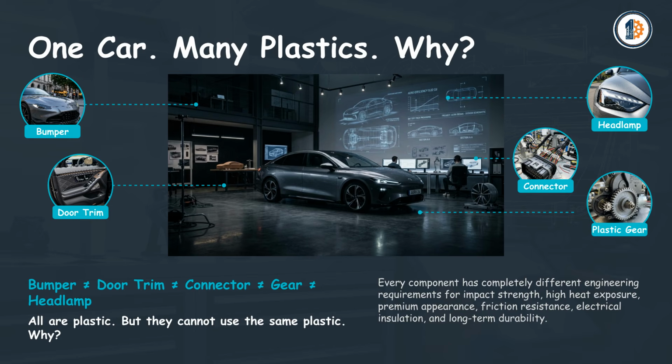A bumper needs impact resistance. A gear needs low friction and good wear resistance. A connector needs electrical and thermal performance. And an optical component needs transparency. So the first lesson is simple. Different components perform different jobs, and therefore they need different material properties.